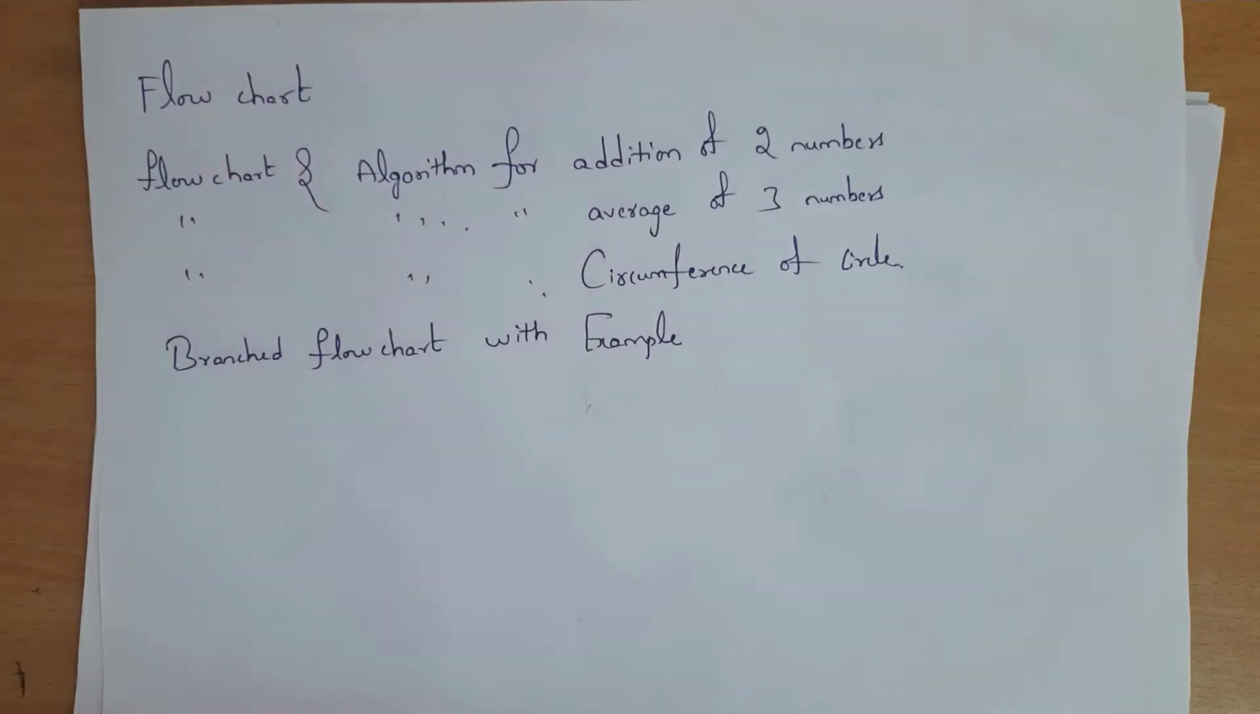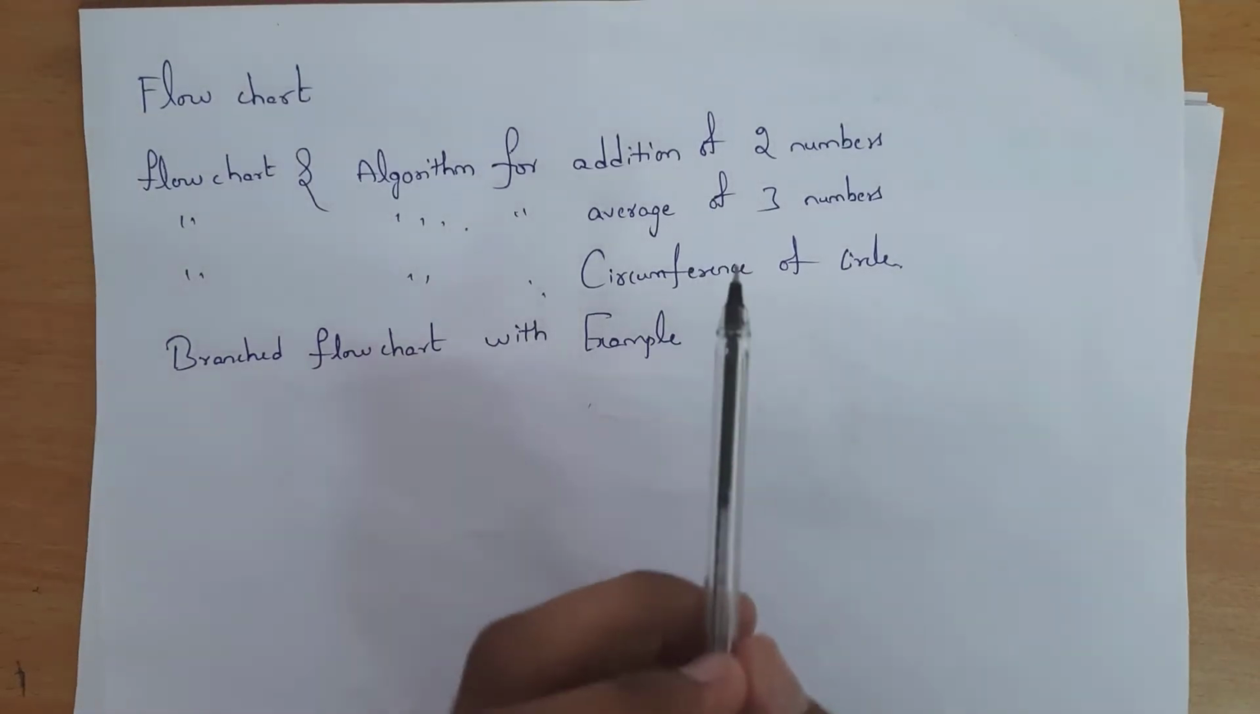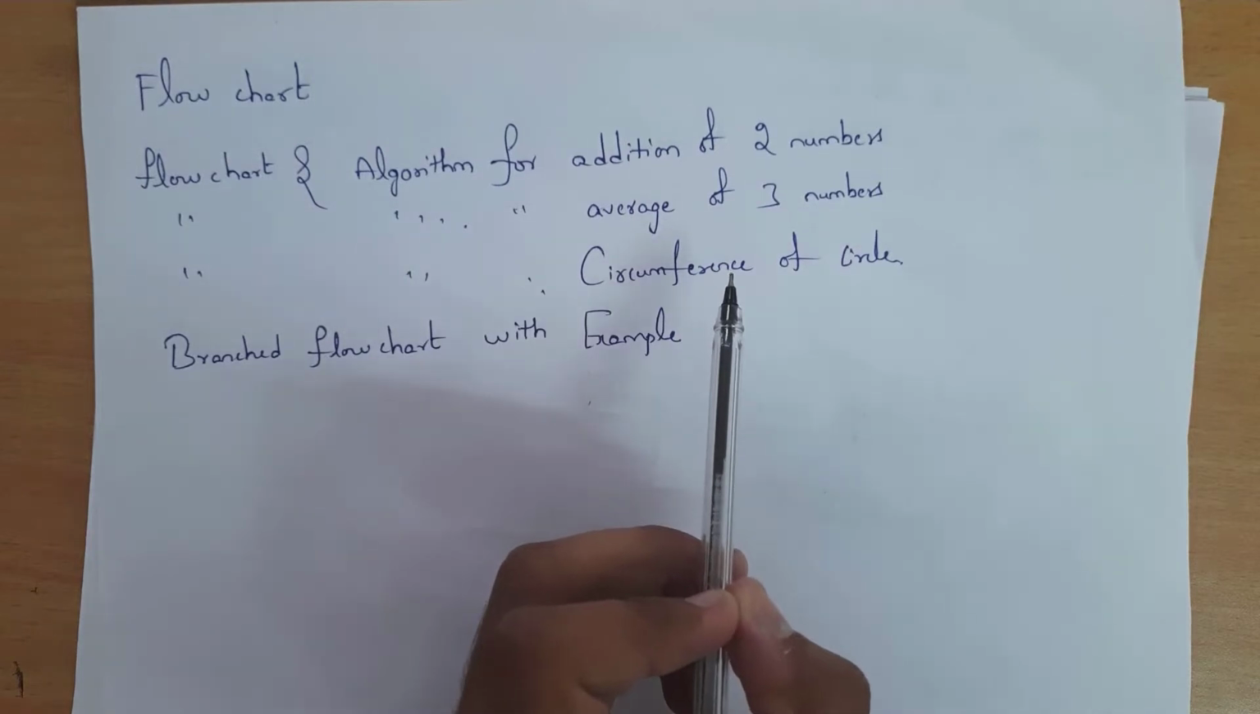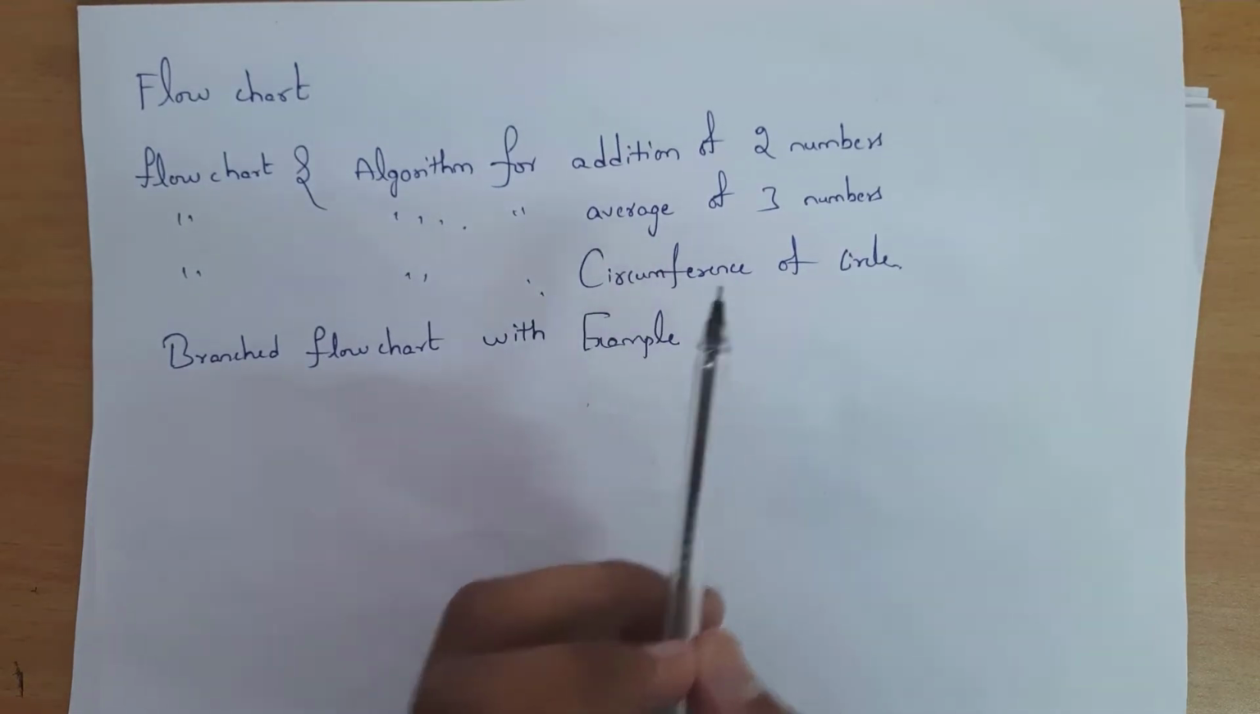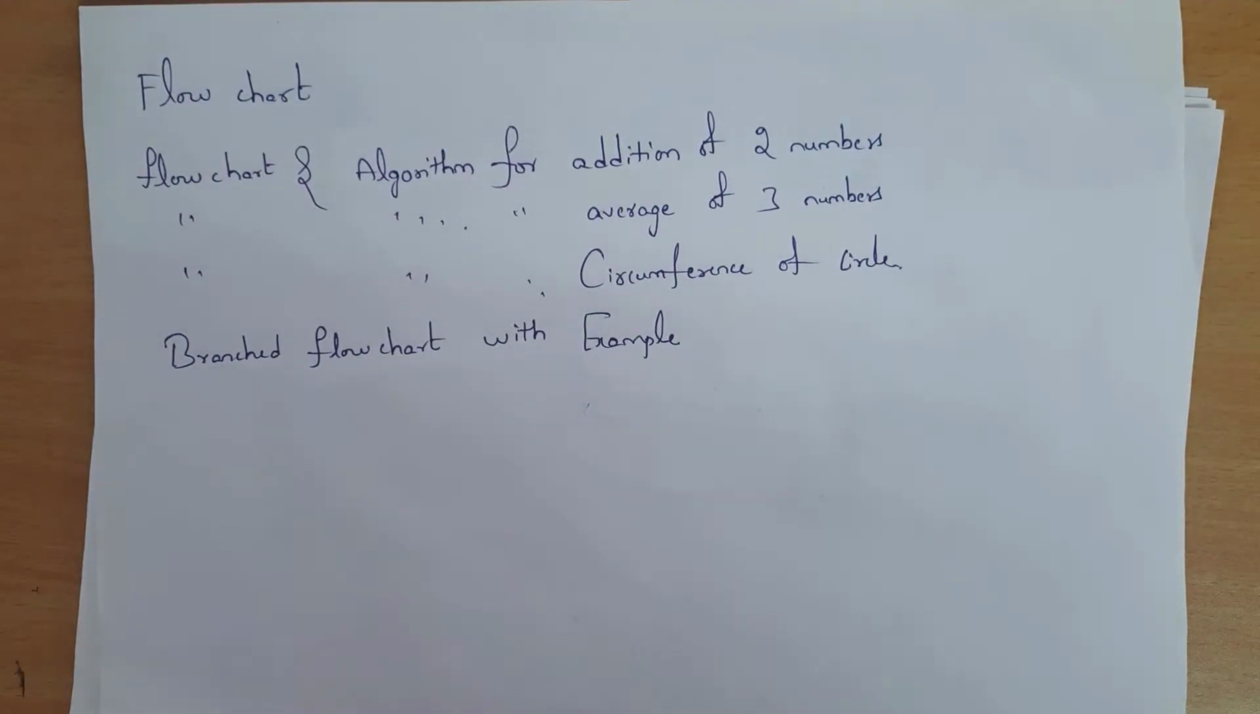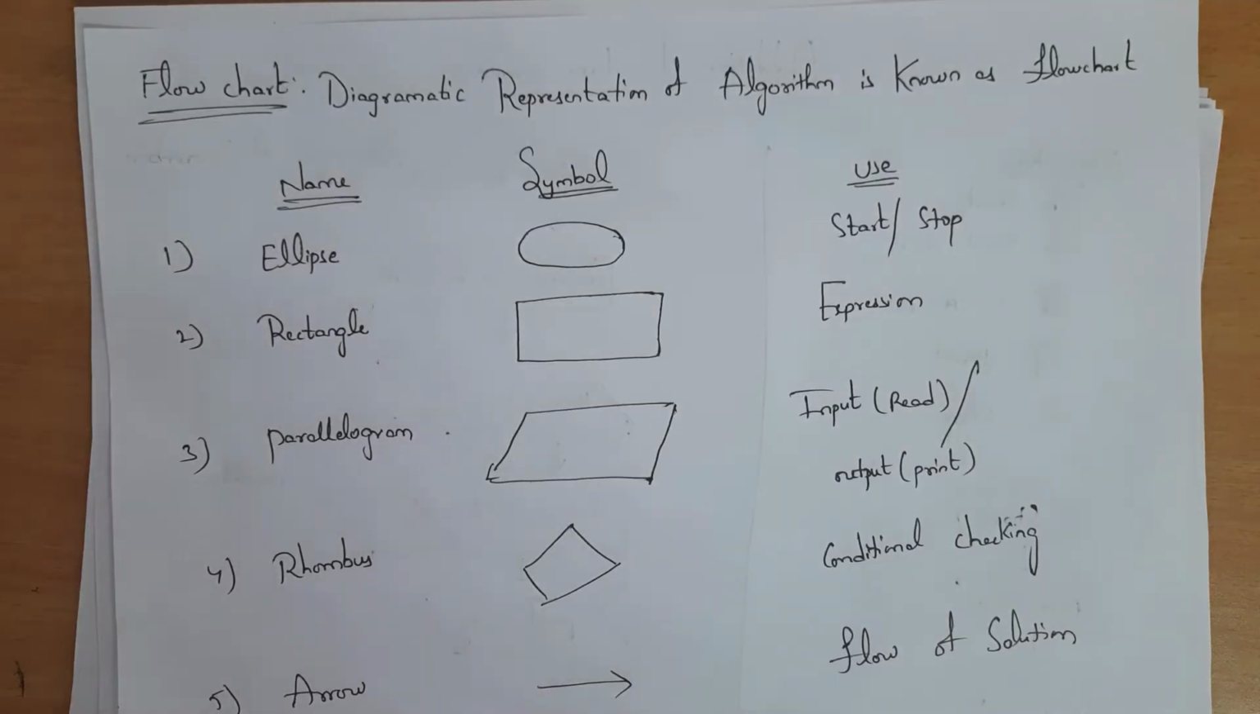Next I will explain what is flowchart, and then I will explain flowchart and algorithms for addition of two numbers, average of three numbers, and circumference of a circle. And then I will explain what is branched flowchart with an example. Diagrammatic representation of algorithm is known as flowchart.